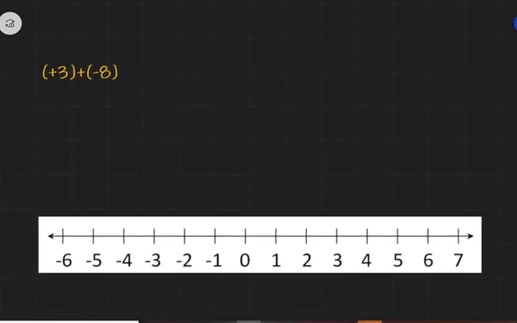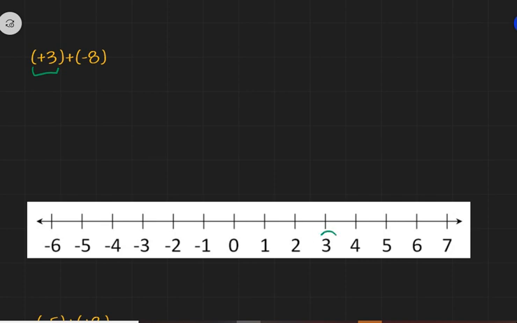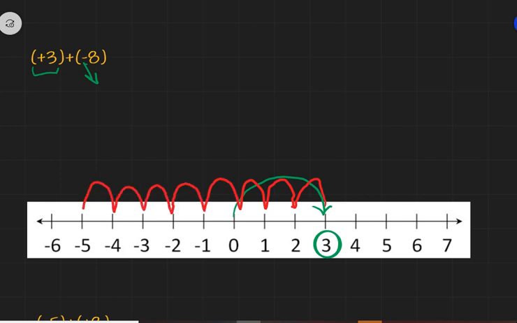Let us take one more example. If we have plus 3 added to minus 8. So, again, we locate the position of plus 3. So, plus 3 is here. We'll jump from 0 to plus 3 because we move right when there is a plus sign. Plus minus 8. Now, we have to add minus 8. The minus sign suggests which direction we'll move. We'll move towards the left from 3. So, let us start: 3, 1, 2, 3, 4, 5, 6, 7, 8.